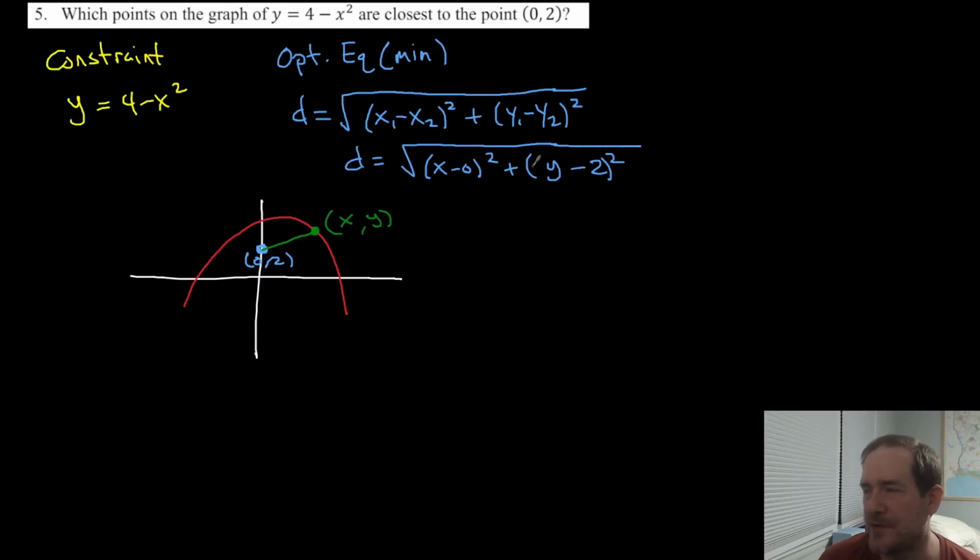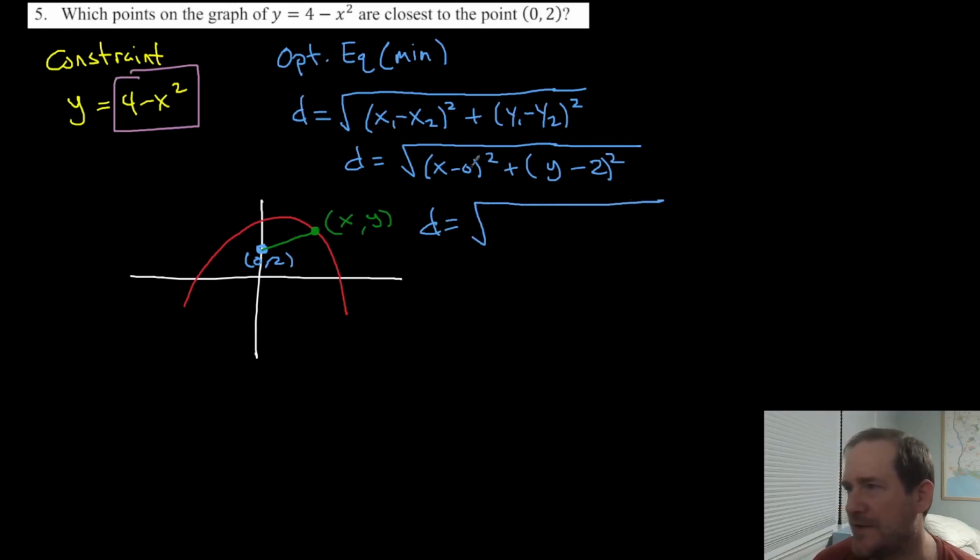And this would be the equation we're trying to minimize. So that means we want to find the zeros of its derivative. But again, too many variables, but I've got a handy dandy expression over here. If y is equal to 4 minus x squared, then I can plug that in and do a little cleaning up at the same time.